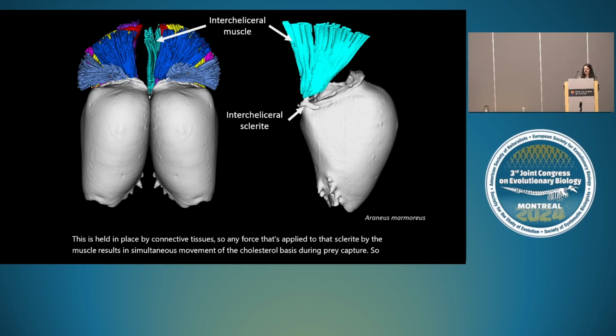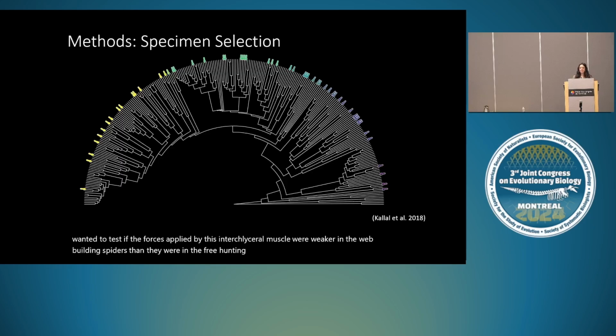So we wanted to test if the forces applied by this intercheliceral muscle were weaker in the web-building spiders than they were in the free-hunting spiders. To do this, we took CT scans across the phylogeny. We modeled muscle forces from these preserved specimens. We tried to get a good representation of web building versus free hunting across this phylogeny. And in this figure here, each of these arrows represents 55 of the specimens that we got muscle modeling factors for.